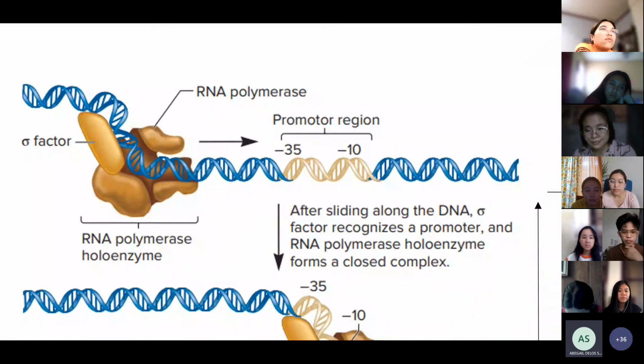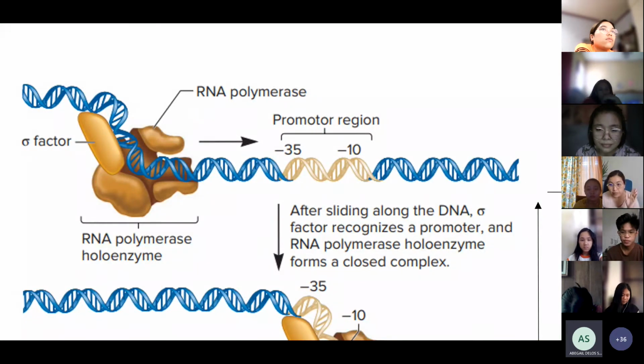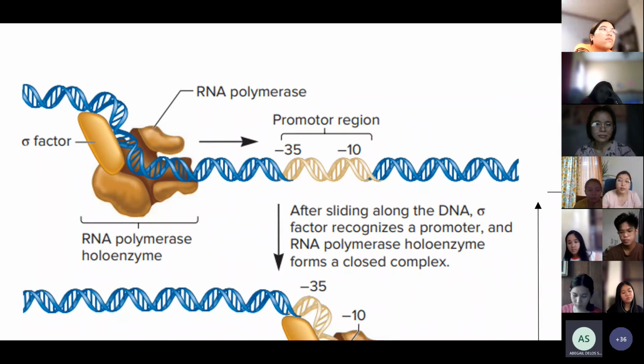Here, we have your sigma factor that binds to, or rather, your sigma factor within the holoenzyme would bind to the promoter to form the closed complex. So for the closed complex, the strands of the DNA in the promoter would not be separated, in comparison to the open complex. So for the transcription to happen, the double-stranded DNA must be unwound first.